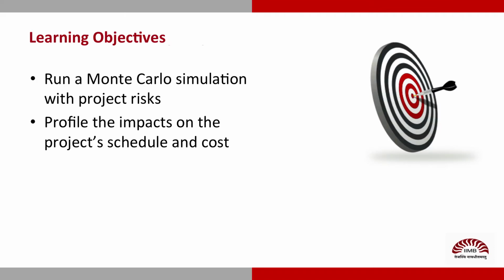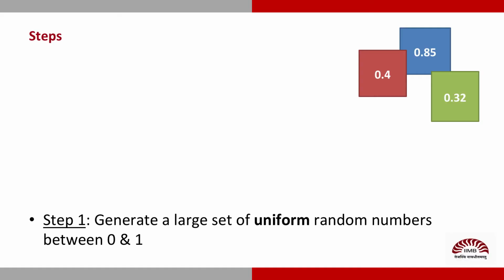Learning objectives. Run a Monte Carlo simulation with project risks. Profile the impacts on the project's schedule and cost. We begin a Monte Carlo simulation by generating a large set of uniform random numbers between 0 and 1. Again? But this is an easy peasy variable. Yes, Lisa, but a highly useful one.